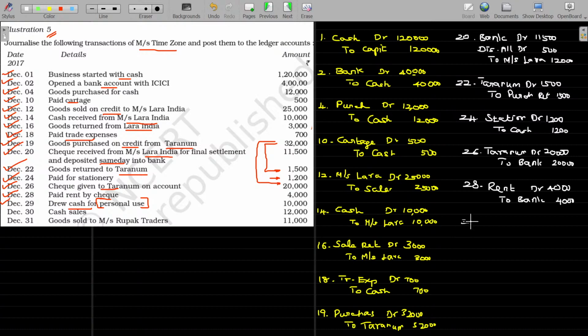29th. Okay, drawings account debit to cash. To cash. Drawings account debit to cash. This value being 10,000.